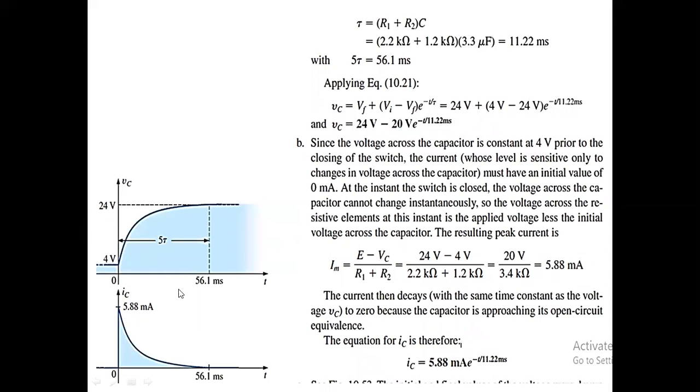And here is the sketch. We have already 4 volts initially, and we will start from 4 instead of 0, and similarly rise exponentially, and it will reach 24 volts in the 5 tau period. We have that the 5 tau period is 56.1 milliseconds, and similarly the current will start from 5.88, and it will go down in the same time period of 5 tau to 0.